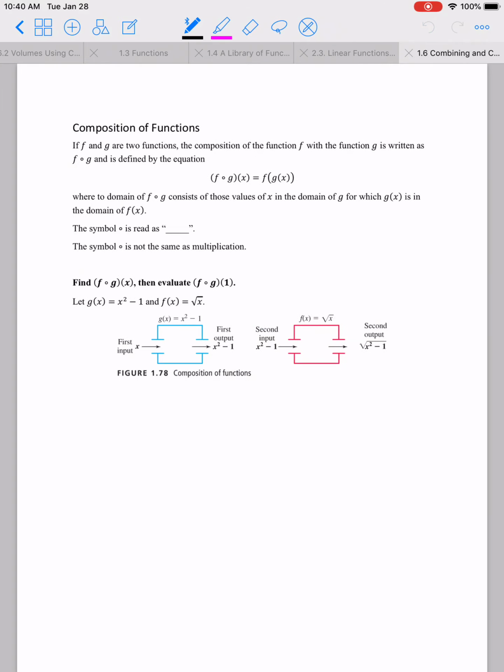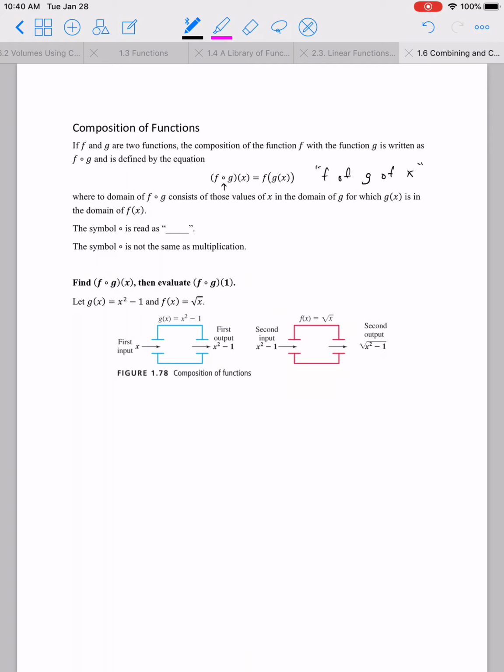All right, now we're going to talk about composition functions. This is when we take functions of functions. So if f and g are two functions, the composition of the function f with the function g is written as f of g and is defined by the equation f of g of x equals f of g of x. And that's the way it's written. Notice this isn't a times symbol, it's a little open circle, but this is read f of g of x. Okay, that's how you would read that one.